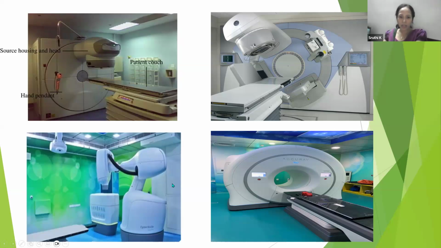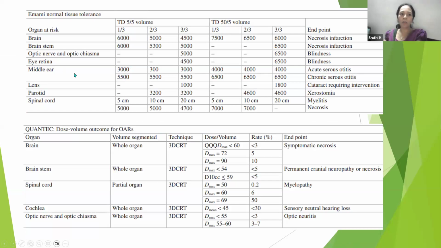So as we were discussing, there is always a normal tissue tolerance which we need to respect. So in the initial years, there was something called the Emami normal tissue tolerances, which were giving different tolerances for different structures. Now, we have QUANTEC, the quantitative analysis of normal tissue effects in the clinic, which gives us volume-based constraints for the organs as well.